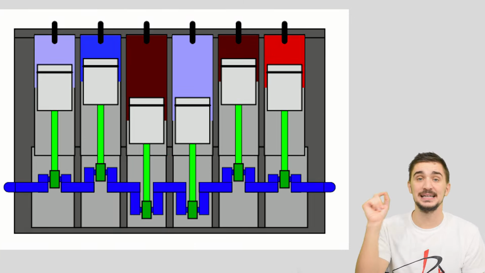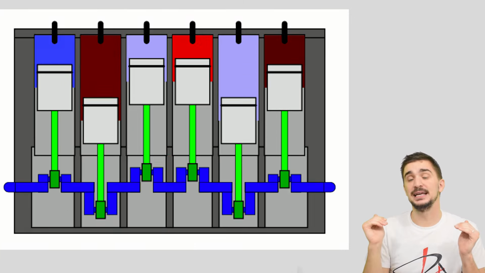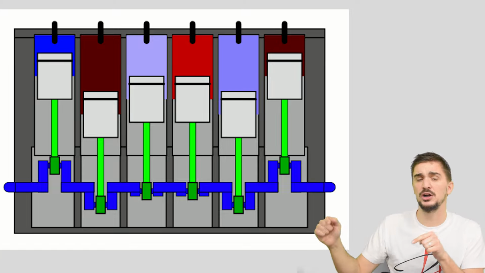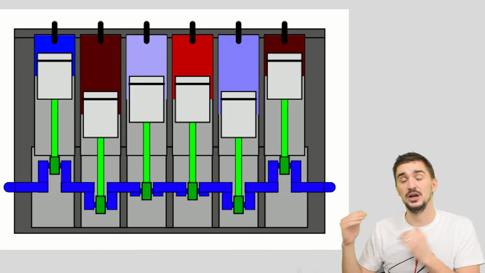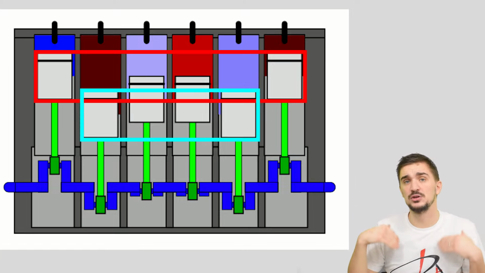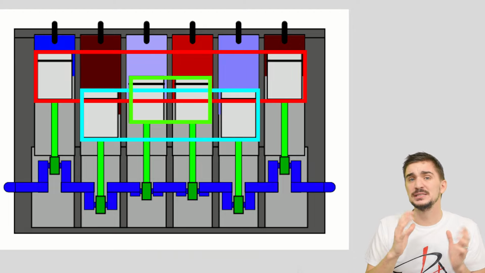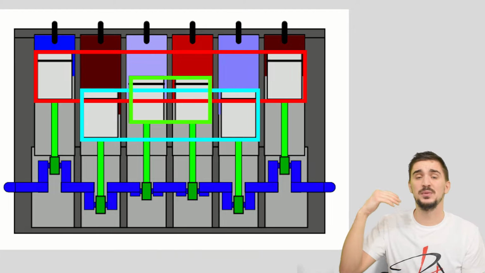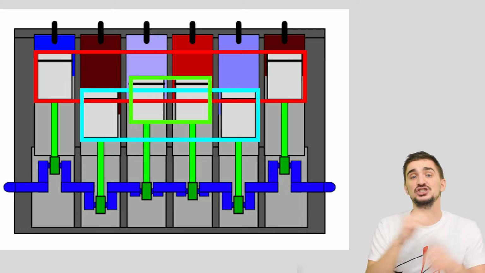What about secondary balance? Also perfect because in the inline 6, pistons move in pairs, and no single pair is ever at the same part of the stroke as any other pair. When one pair is up, the other pair is down, the third one's going to be in between them, so the forces associated with the different speeds at different parts of the piston stroke cancel each other out.